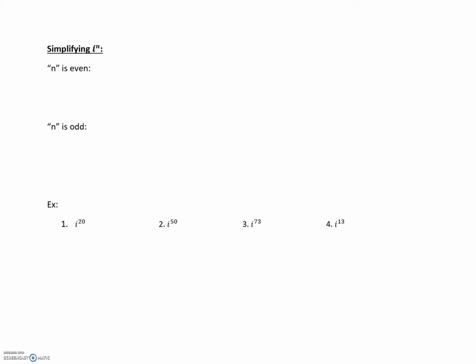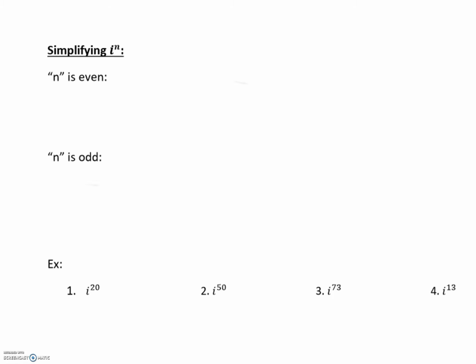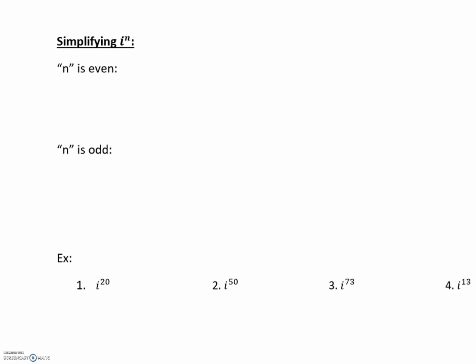So n can be just a real number, and so there's two cases that we're going to have. Either n is going to be even or n is going to be odd. So we're going to come up with basically two different rules for how we're going to simplify this, based on whether n is even or odd.